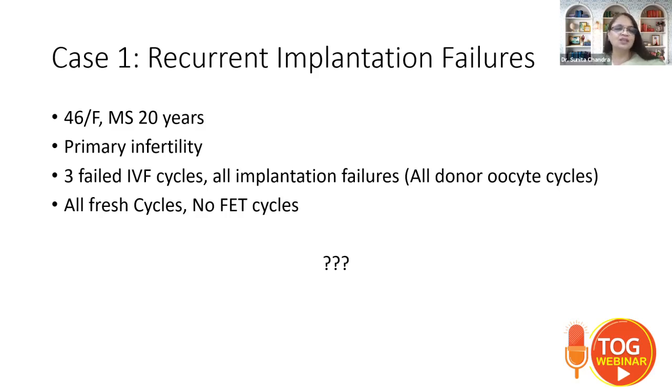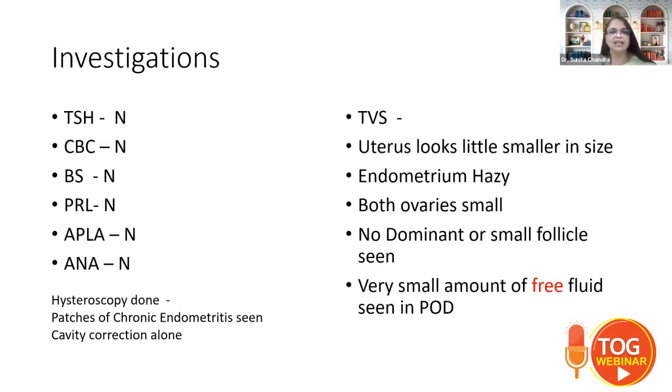So this patient, I did all the routine tests, TSH, prolactin, her CBC, her blood sugar, her APLA, everything was negative. Everything was good. Even her TNF alpha was normal. I do TNF alpha on all recurrent implantation failure. Here at our place, NK cells testing is not very easy, but TNF alpha is easier to get done. So I got it done. That was also normal.